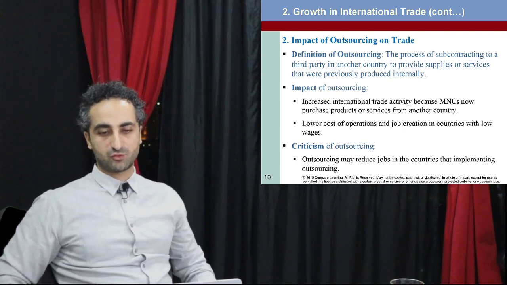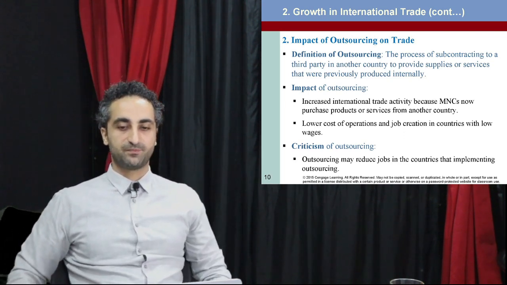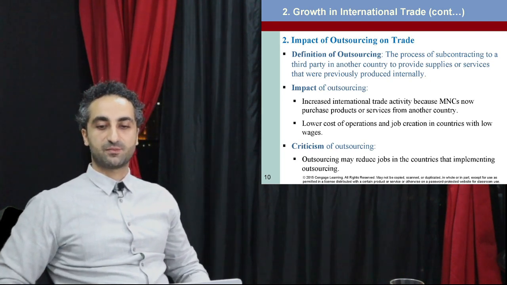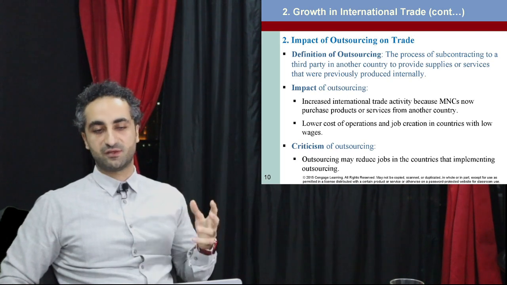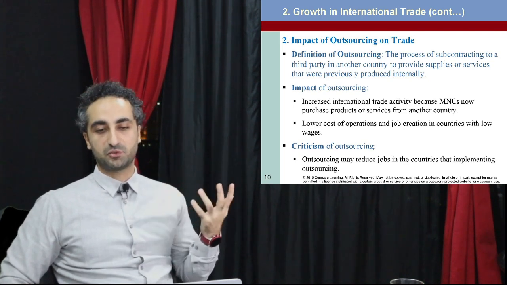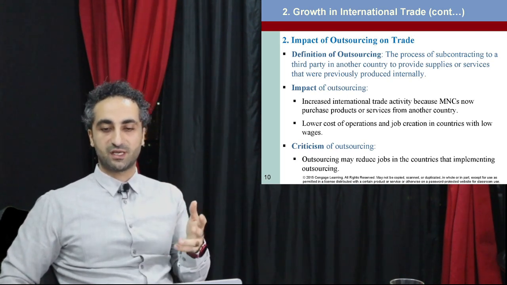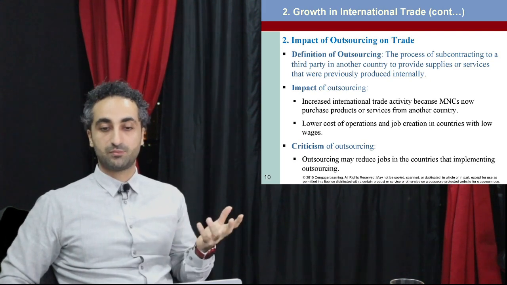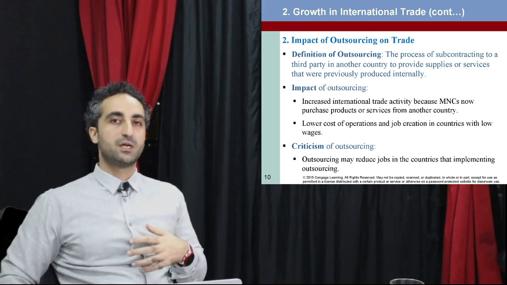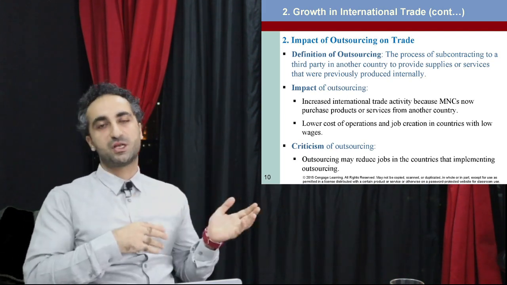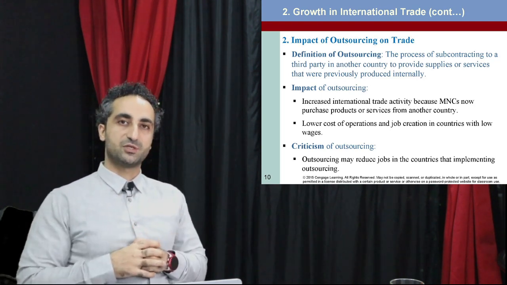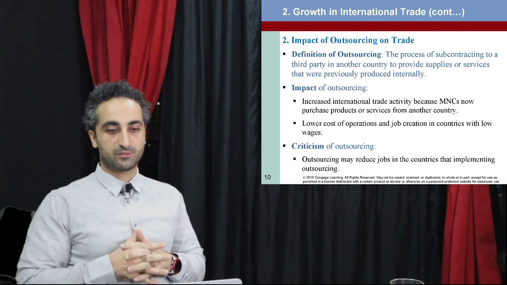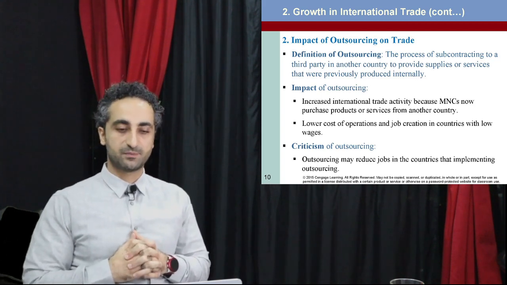So what's outsourcing? Let's begin with the definition. It's the process of subcontracting to a third party in another country to provide supplies or services that were previously produced internally. In our case, it was a service. It can be supplies. Instead of buying raw materials from Malaysia, I found it cheaper in Egypt. I start to import it from Egypt.